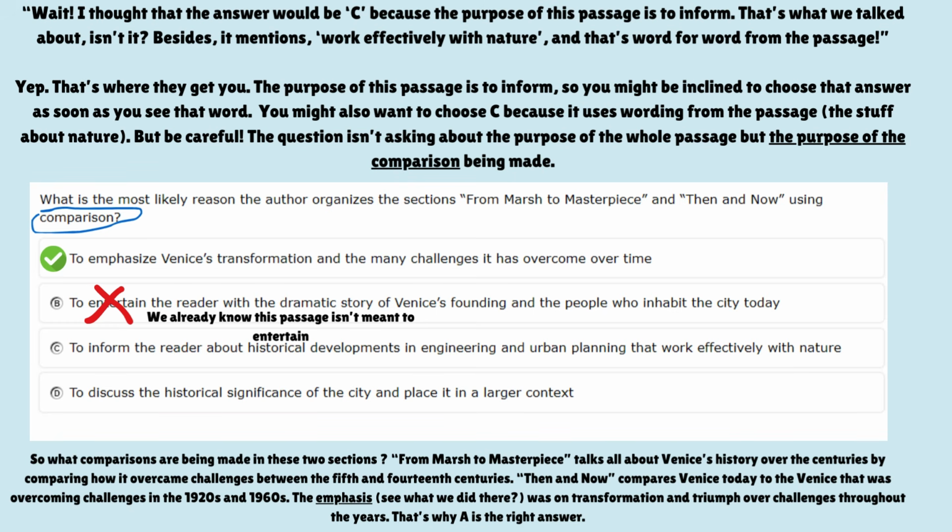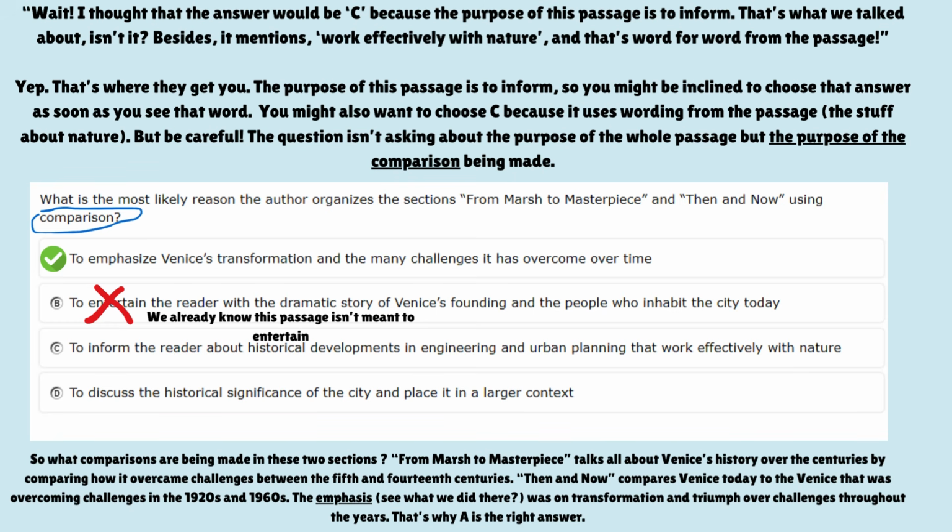The correct answer is A, to emphasize Venice's transformation and the many challenges it has overcome over time. Wait, I thought the answer would be C, because the purpose of this passage is to inform. That's what we talked about, isn't it? Besides, it mentions work effectively with nature, and that's word for word from the passage. And that's where they get you. So yes, the purpose of this passage is to inform.